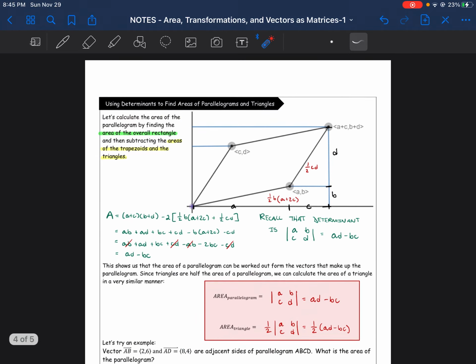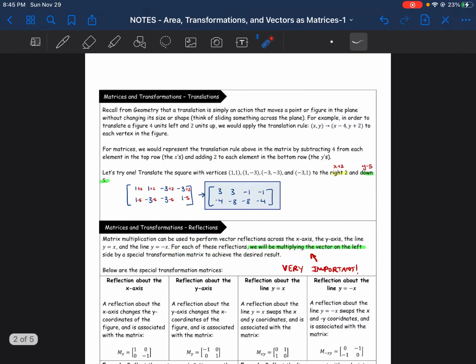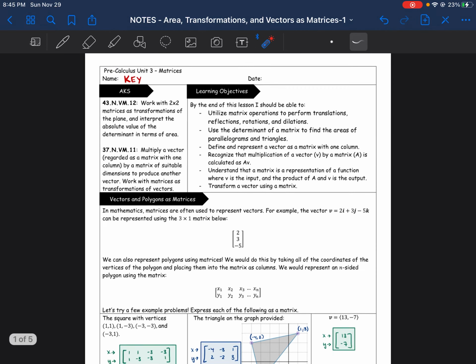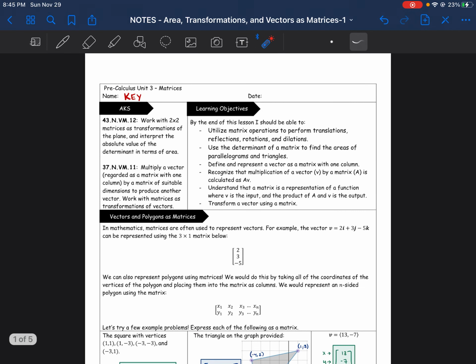All right, that's going to wrap it up for the notes for today. Again, today's notes were on transformations using matrices and calculating area of a parallelogram and a triangle using determinants.